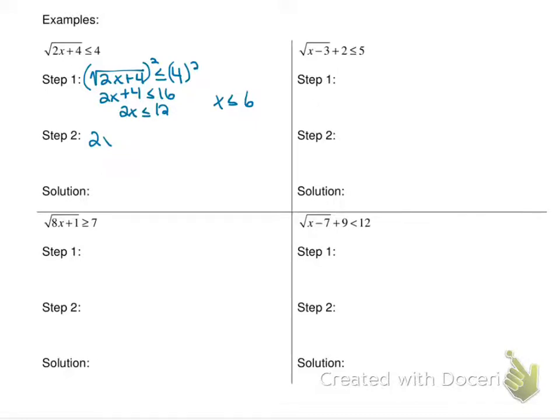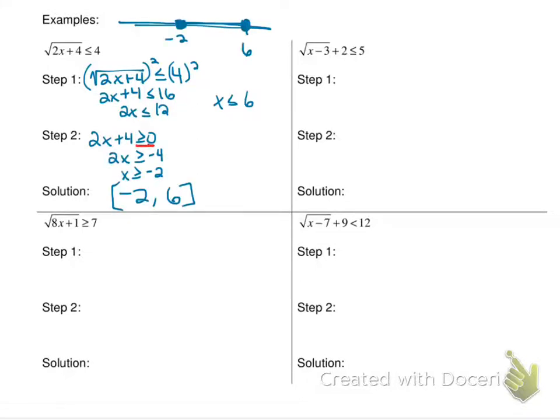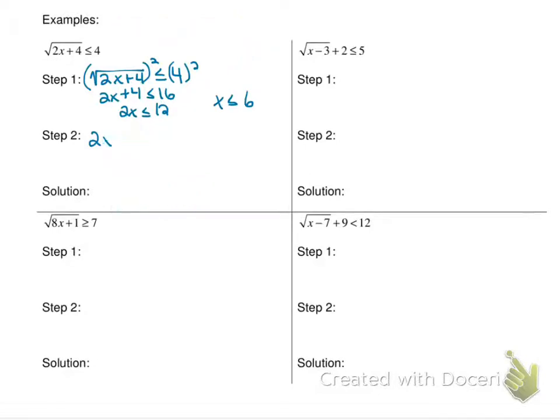Then I have to go in and make sure the radicand is greater than or equal to 0. So I have 2x plus 4 is greater than or equal to 0. It will always be greater than or equal to 0 at that point. Sorry, that got ahead of me. Then I'm going to continue solving. So 2x is greater than or equal to negative 4, and x is greater than or equal to negative 2. Okay, so I've solved my two pieces.